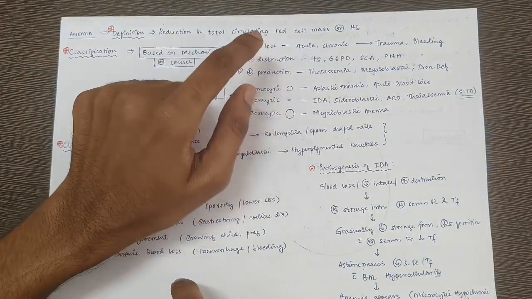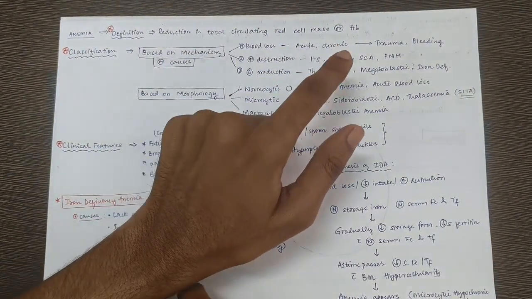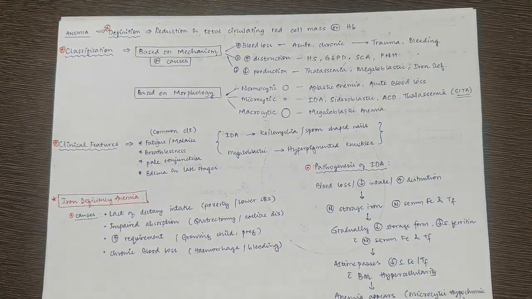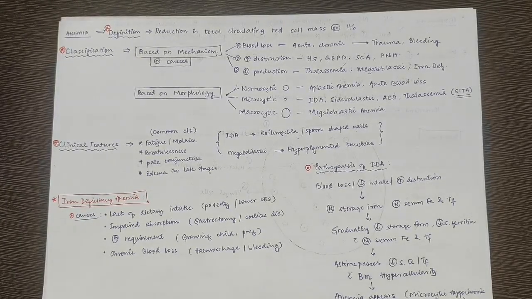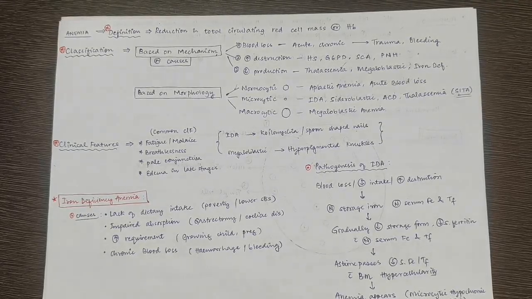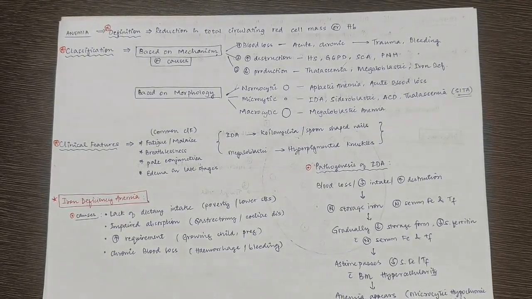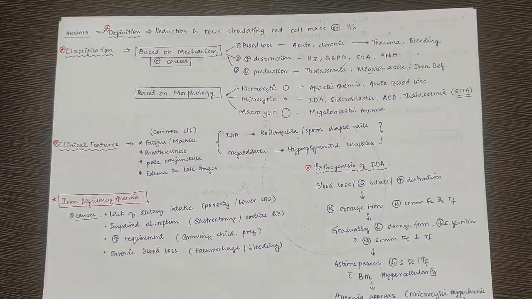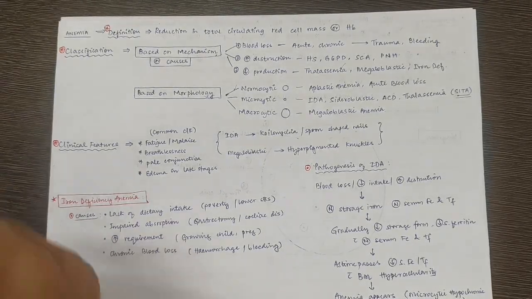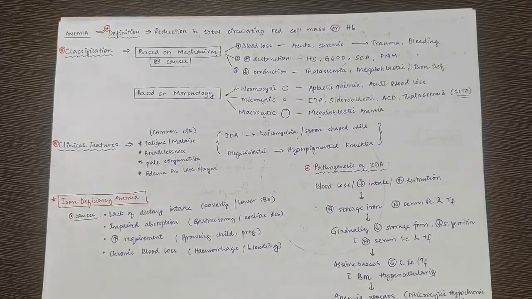In blood loss you have two types, acute blood loss and chronic blood loss, which may be due to trauma or bleeding. The next one is increased destruction. The examples under them are hereditary spherocytosis, glucose 6 phosphate deficiency, sickle cell anemia, and paroxysmal nocturnal hemoglobinuria, that is PNH. Then the third one is decreased production. So there is some quantity problem, that is thalassemia, megaloblastic, iron deficiency. Okay, these are based on the mechanism.